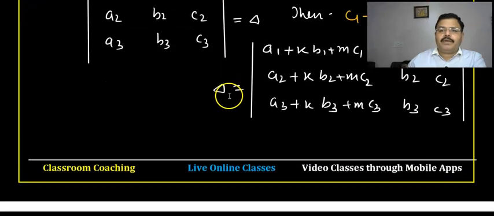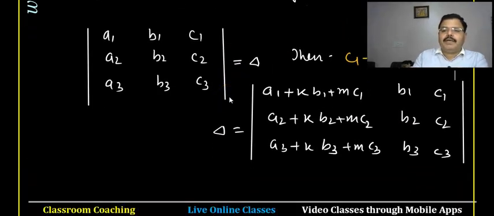We can also prove it, because if I split it as per property 4 into 3 determinants, then A1, A2, A3, B1, B2, B3, C1, C2, C3 will be the first determinant, and the second determinant will be B1, B2, B3, KB1, KB2, KB3 and B1, B2, B3. These two rows will be identical, so the second determinant value will be 0. Similarly, the third determinant, M C1, C2, C3 and C1, C2, C3, these two will be identical, so the value of that determinant will be 0.